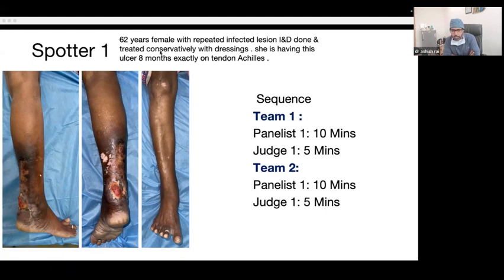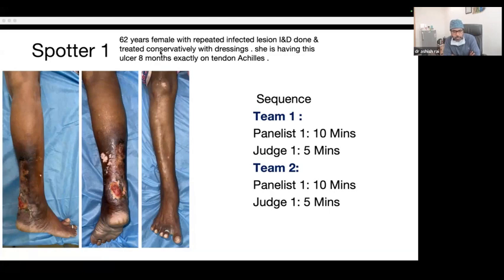Does it look like a dry ulcer or a wet ulcer? Like a dry ulcer. I can't see any slough. Surrounding area, granulation. There's granulation. It looks like a dry ulcer. Okay, so I think 1. Okay, so 1 mark to team B.